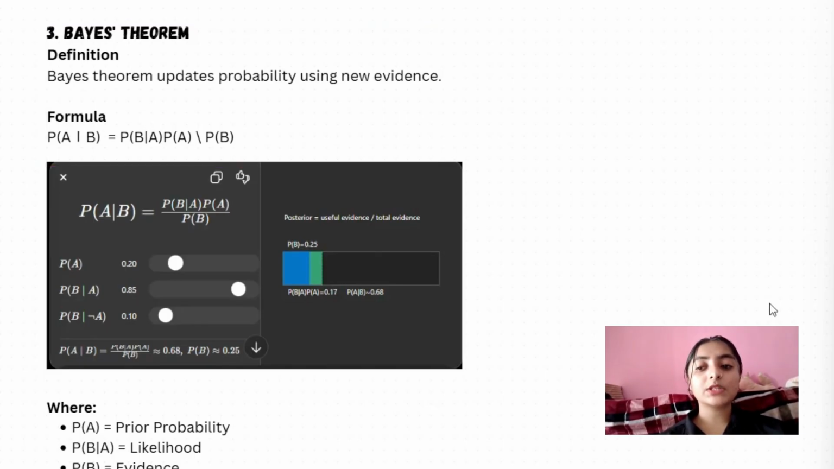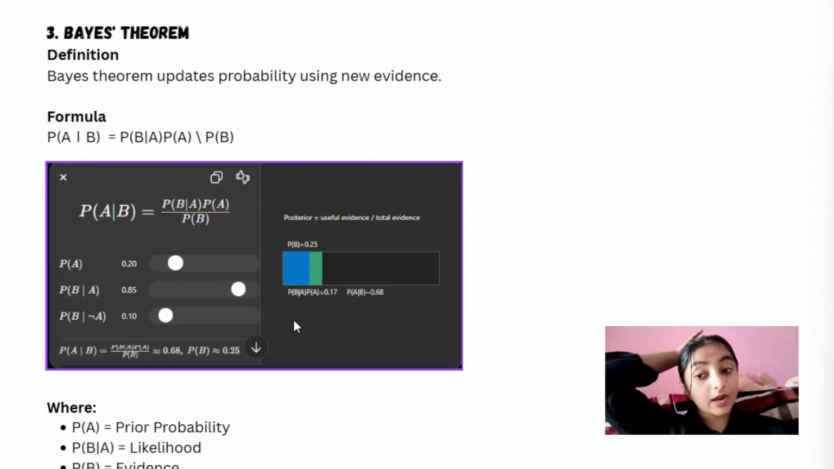So in simple words, we first make a prediction, then we get new evidence, and we update our prediction. Before the evidence we only make a prediction, and after getting evidence we update it. That's it. And the formula is P(A|B) = P(B|A) * P(A) / P(B).